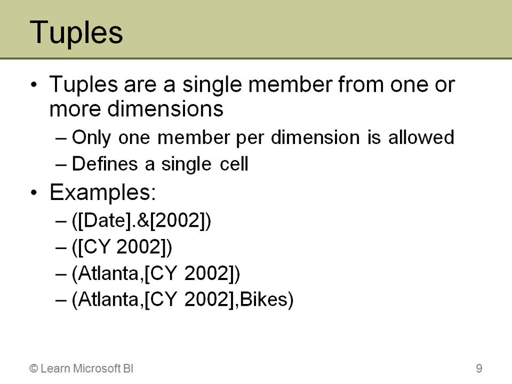So a tuple could be as simple as just the date. You see that as the first example. Date ampersand 2002, or below it just cy 2002. Now you might say, well, why doesn't that say date dot cy 2002? Well, I'll talk about that in just a moment as well.